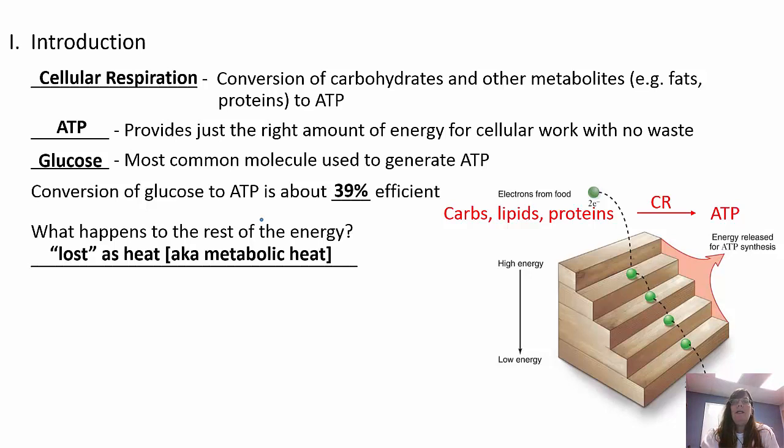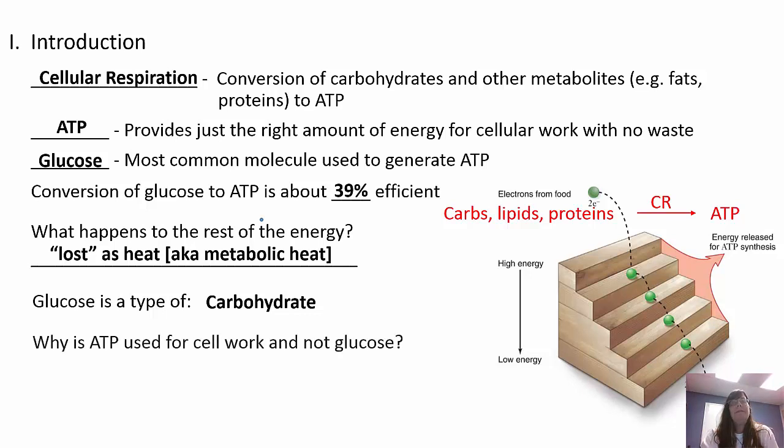Conversion of glucose to ATP is about 39% efficient. So while that doesn't sound very good, it actually is pretty good because we lose a lot of energy as heat. So most of the energy when we transform glucose to ATP is actually lost as heat, also called metabolic heat. So glucose is a type of carbohydrate, and remember, it's a simple carbohydrate. It is the building block, basically, for a lot of other carbohydrates.